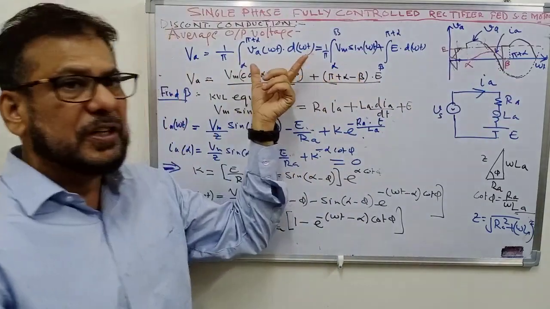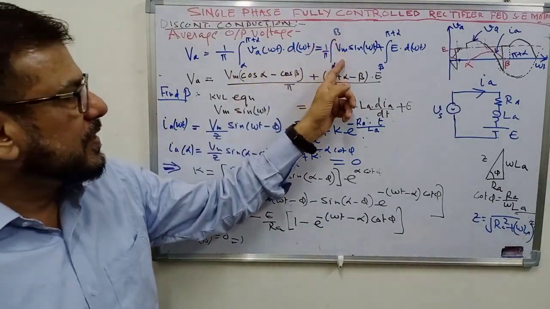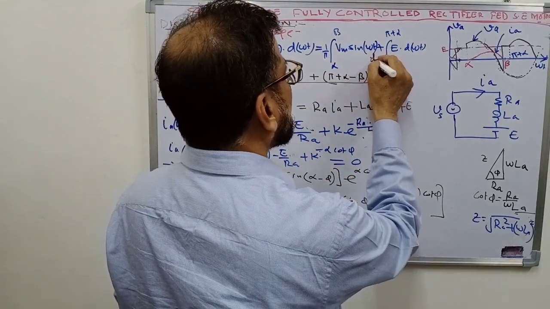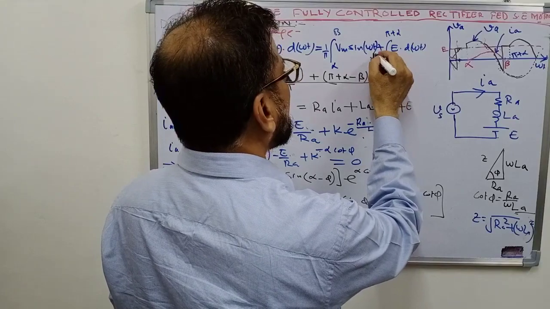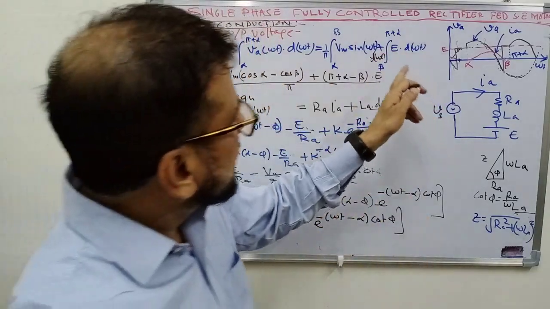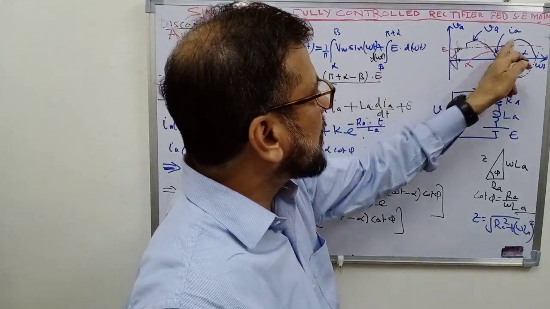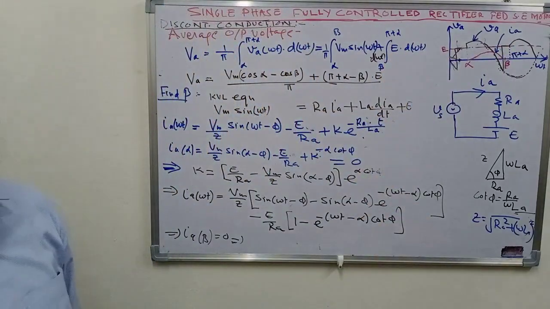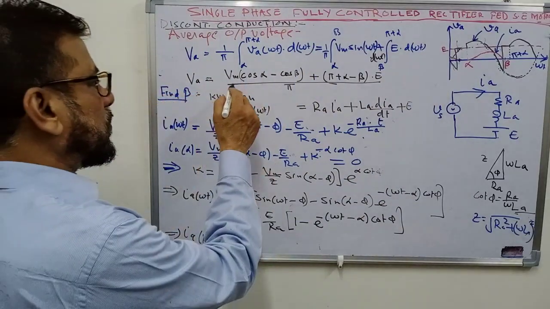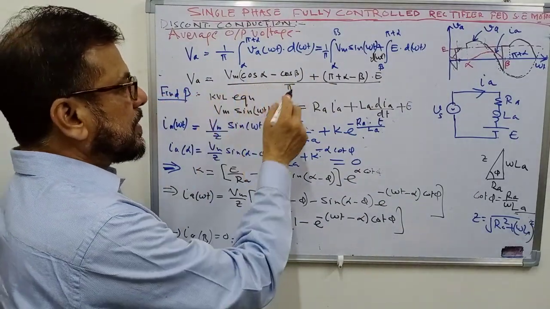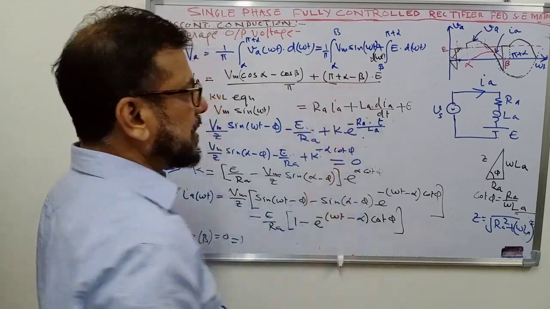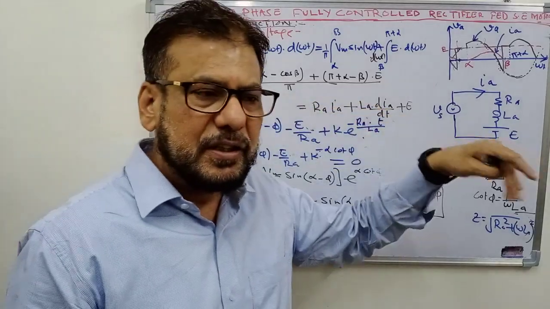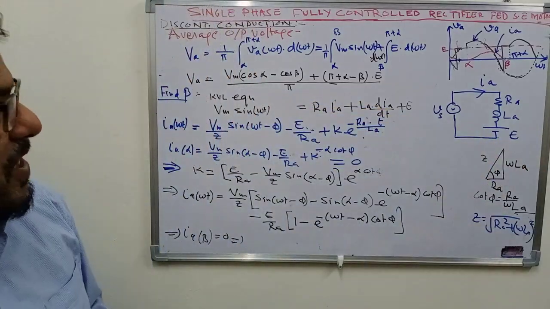So you have to break this integral into two parts. From alpha to beta, it is Vm sin omega t, and you have to integrate it here, into d omega t, like this. Plus from beta to pi plus alpha, the value becomes equal to E, so E into d omega t. So integrate it and put the limits, and you will get VA is equal to Vm (cos alpha minus cos beta) plus (pi plus alpha minus beta) into E, divided by pi. So this is the average value of output voltage in the case of discontinuous conduction.